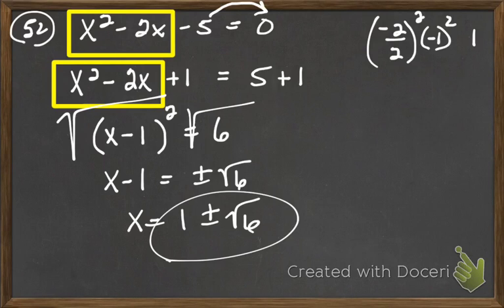You're not going to be able to add a square root of 6 with a 1, so you have to leave that as 1 plus and minus square root of 6.